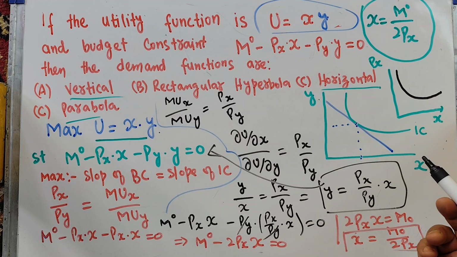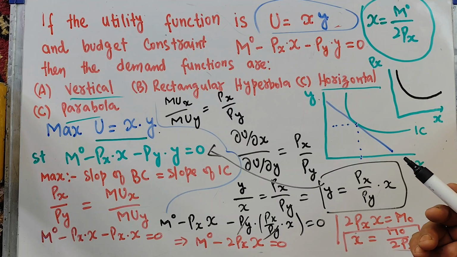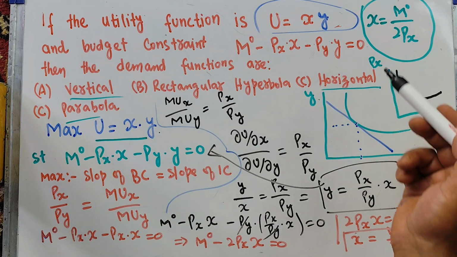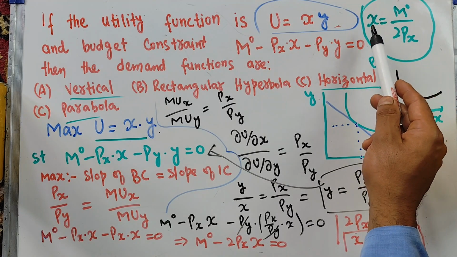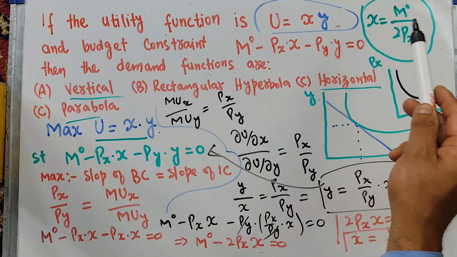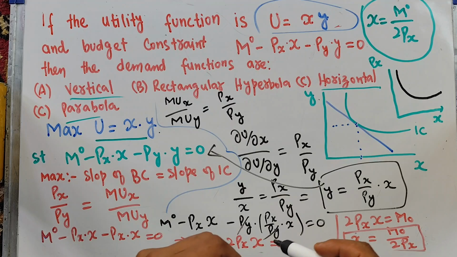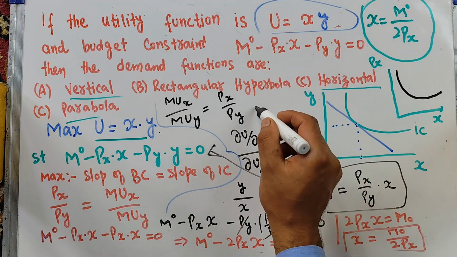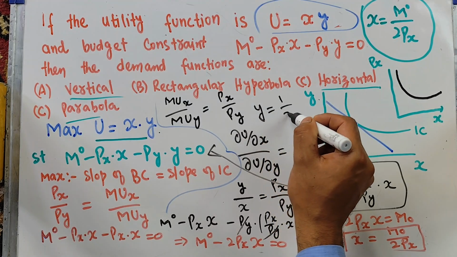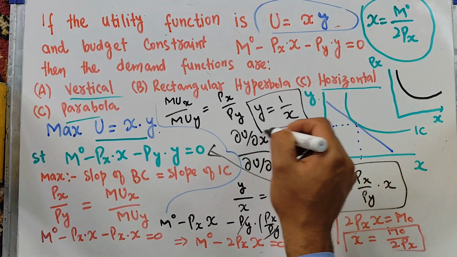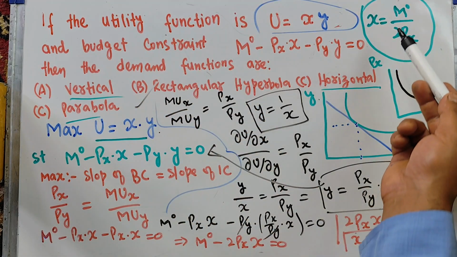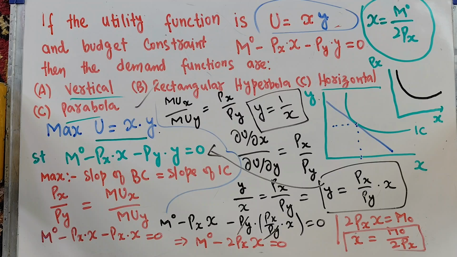So this is the demand function for the given utility function. Here the quantity demanded of x and the price of good x are inversely related to each other. Simple thing: if we have a function y is equal to 1 upon x, we call this the rectangular hyperbolic function. So the correct option should be option B, because we are getting it in this fashion. I hope I made myself clear in this video. Thank you.